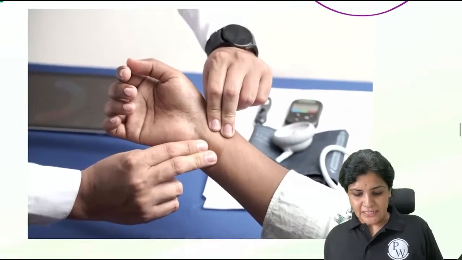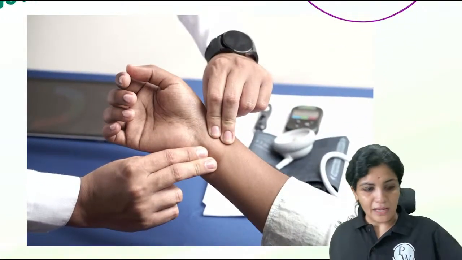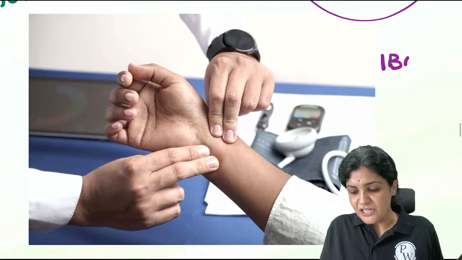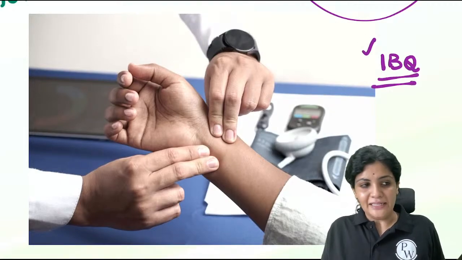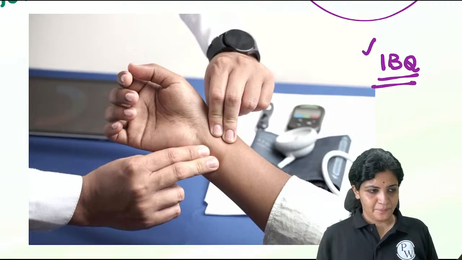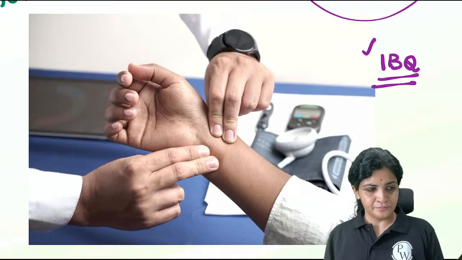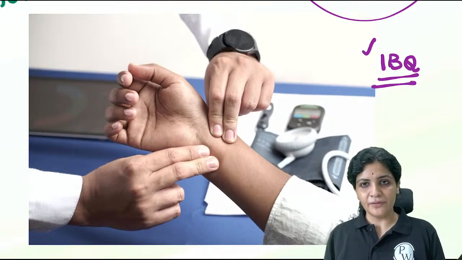And now what is this test? This is one more IBQ. So these are direct IBQs. They can just put this image and ask you which test this is. The subclavian artery, Nitin, not the nerve.